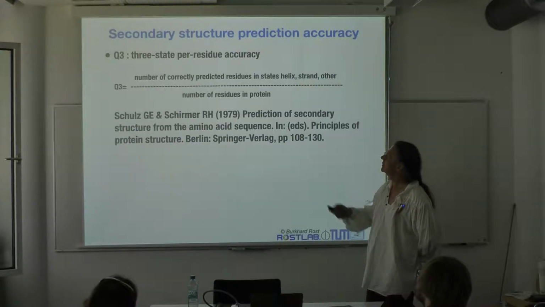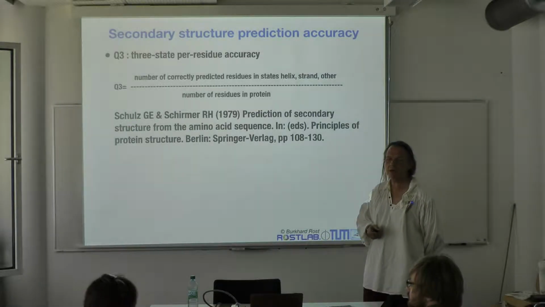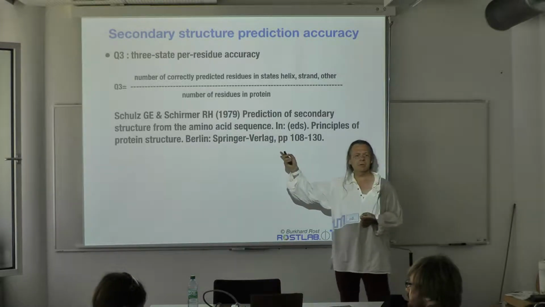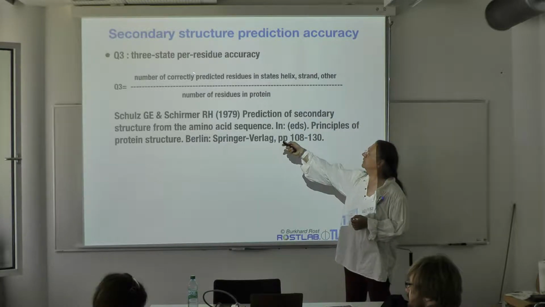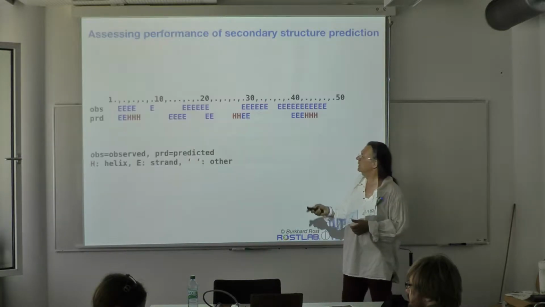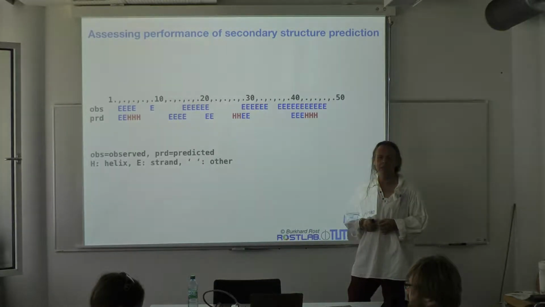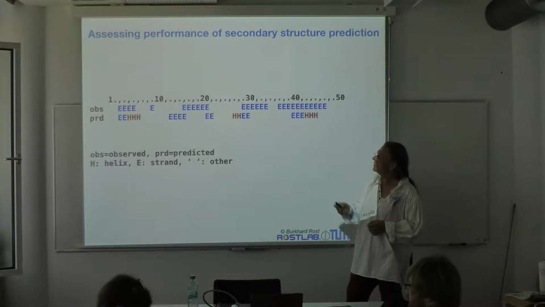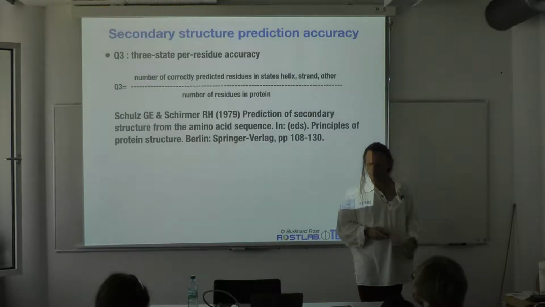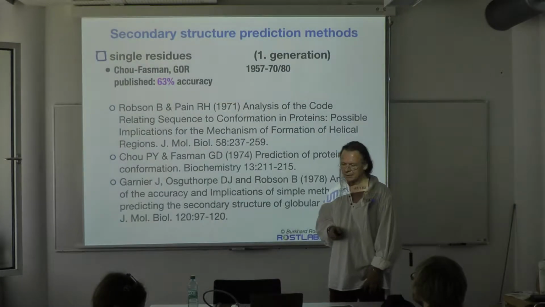This is typically referred to as Q3, a three-state accuracy, where you essentially ask how many in three states are correctly predicted. You predict the three states, helix, strand, other, and you simply ask how many of those are right. So it's like an edit distance, right? No, it's not an edit distance, but you essentially count whenever there's the same symbol between the two.